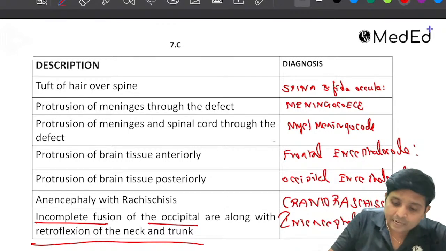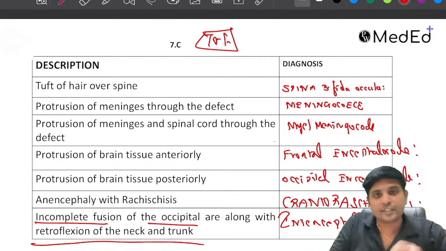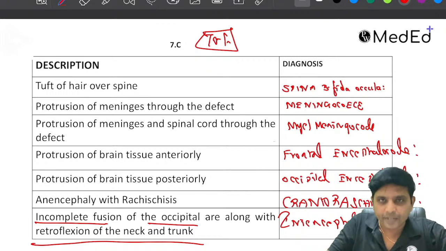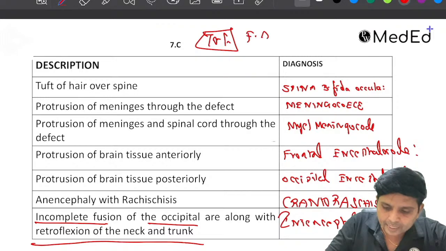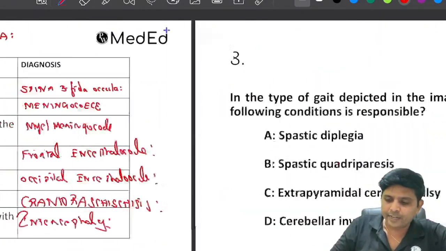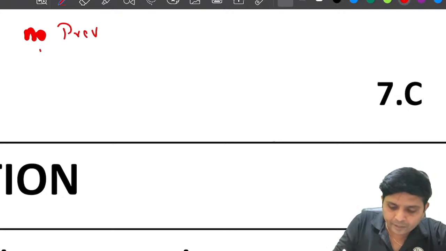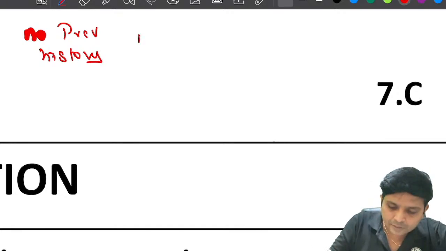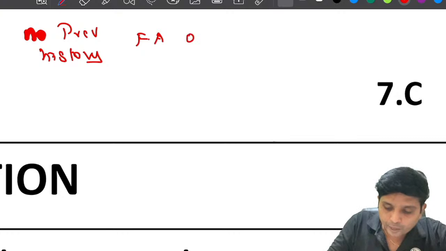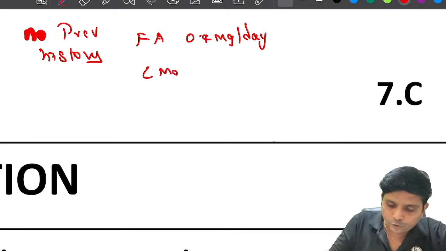Remember, almost 70% of neural tube defects can be reduced by giving very good folic acid. So what is the dosage of folic acid? If there is no previous history, folic acid 0.4 milligram per day, 2 months before and 1 month after conception.